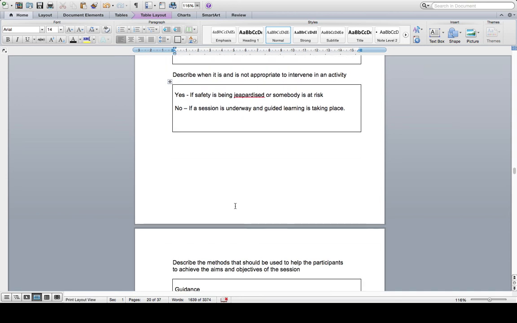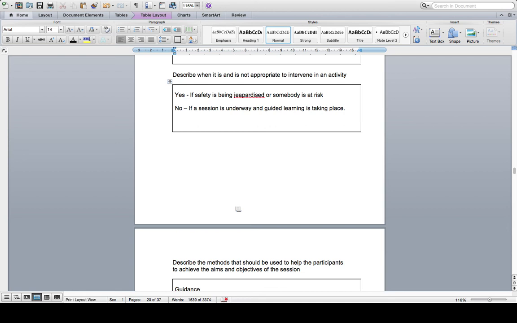Moving on. Describe when it is and is not appropriate to intervene in an activity. There are times when you should step in, and times when you don't need to. Always step in if safety is being jeopardized. If there's a fight, if someone's using the incorrect technique, if people are messing about in the pool, kids, you need to intervene and say, look, it's not acceptable, stop it. And obviously explain to them why it's not acceptable.